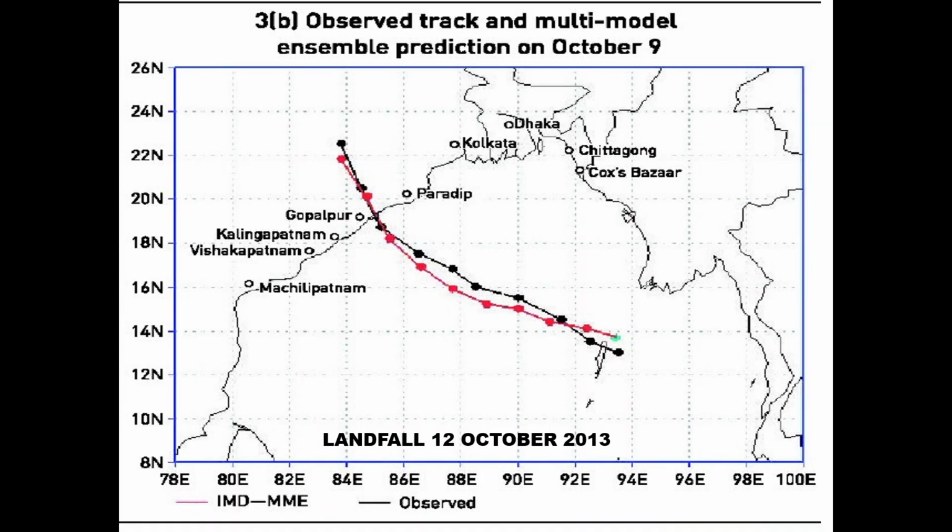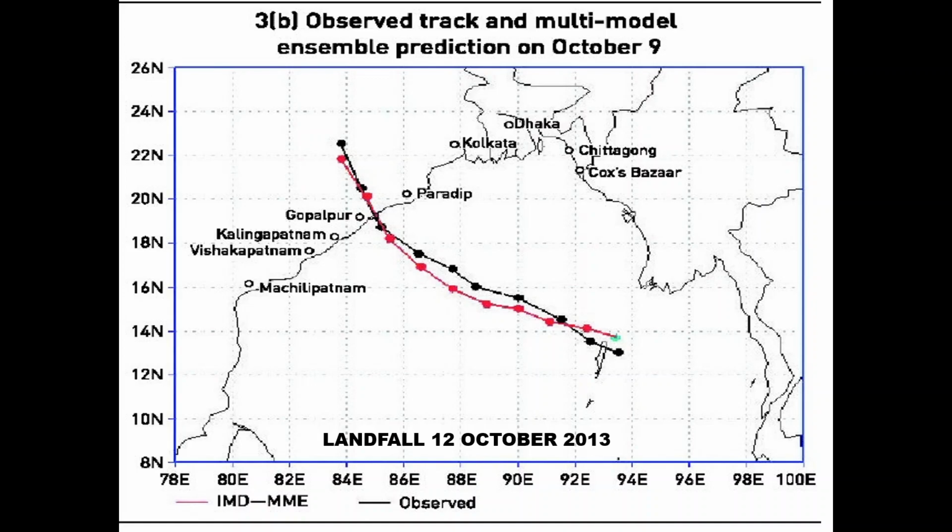Now, the other important use of these models is to do cyclone track forecasting. It's very important for saving lives and making preparations for the onset of the cyclone. And so here is shown in red the prediction of the India Met Department, sum of many models, so-called multi-model ensemble, and black is the observation. And you can see that the track forecast is quite good for a period of 10 days shown here.